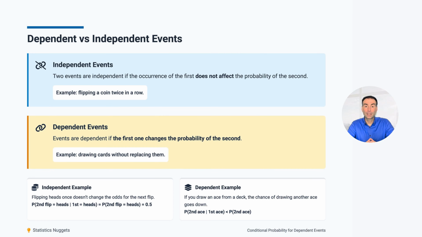Let's clarify a significant difference. Two events are independent when the occurrence of one doesn't affect the occurrence of the other. For example, flipping a coin twice. The first result doesn't influence the next one. Dependent events are different. What happens first changes the probability of what happens next. A classic example is drawing cards from a deck without replacing the first one. Recognizing this difference is essential for using conditional probability correctly.